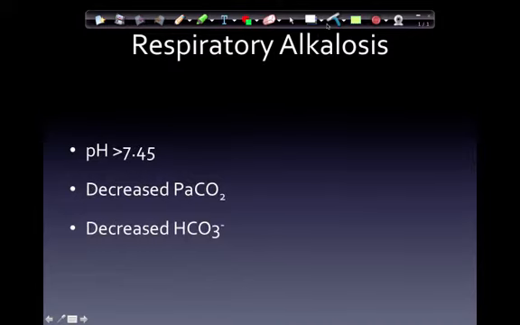Respiratory alkalosis. This is alkalotic. This means that their pH is going to be greater than 7.45. So they are alkalotic. And for the respiratory version, they are not going to have enough CO2 in the sample. So they're going to have a decreased PaCO2, or less than 35. And they're going to have a decreased HCO3, or less than 24.